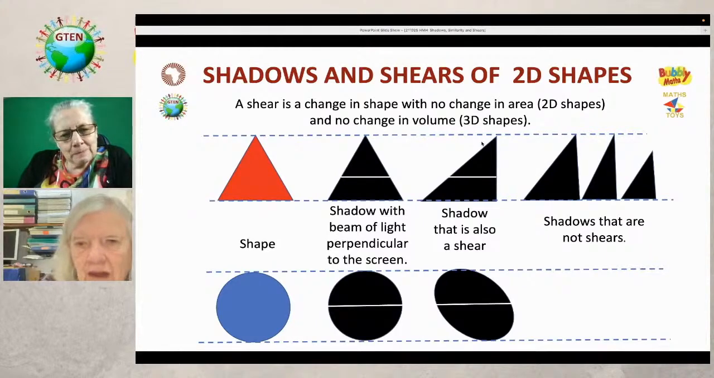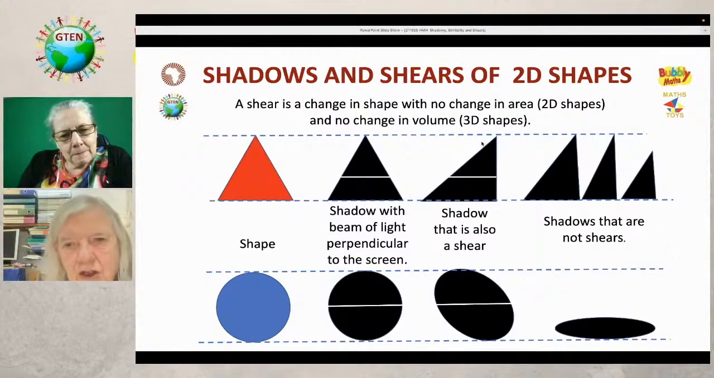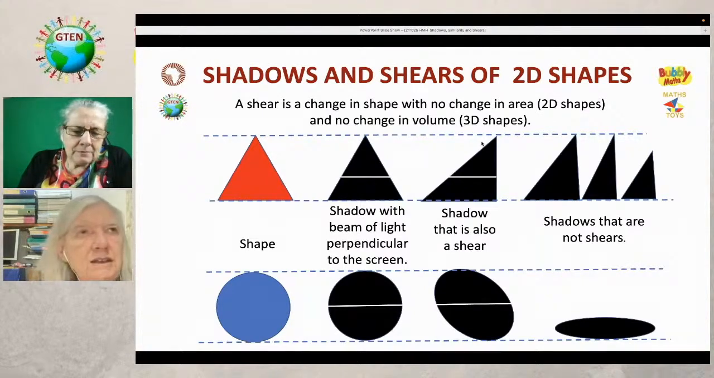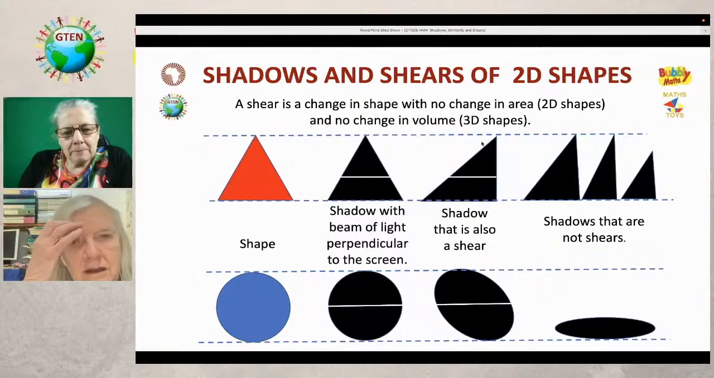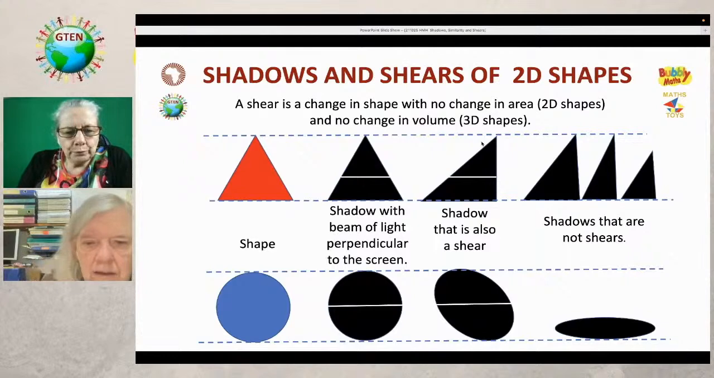And so here is a shadow of the disc, but this is not a shear. It's got a different area. And the light must have been very much lower down to cast a shadow like that.